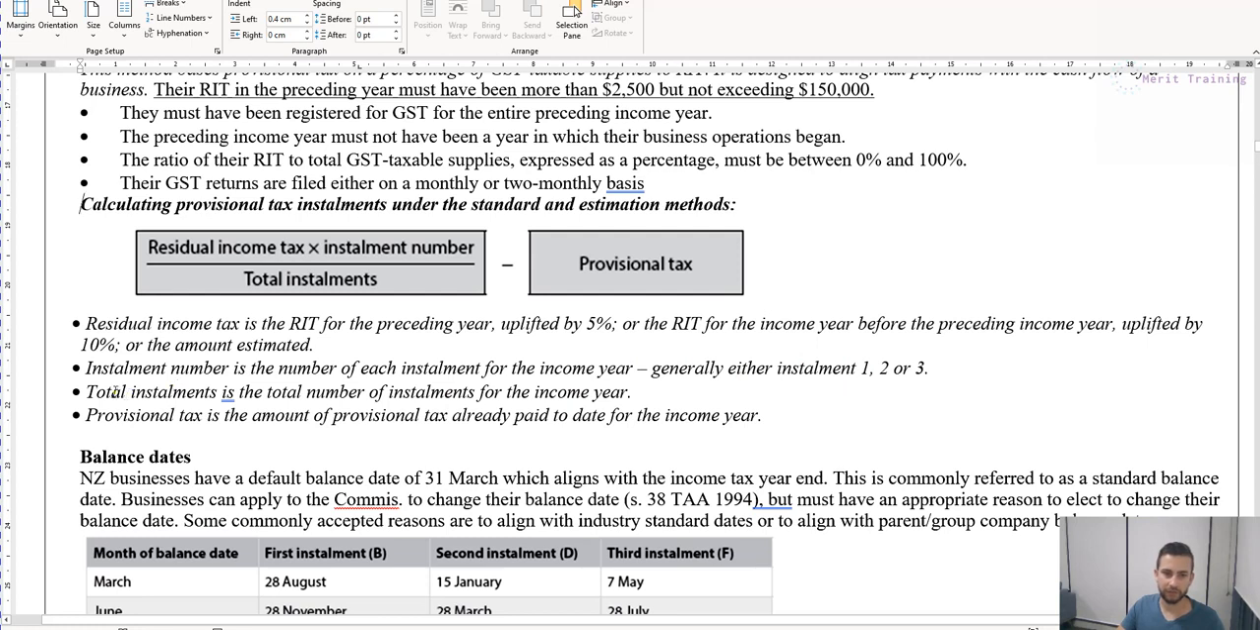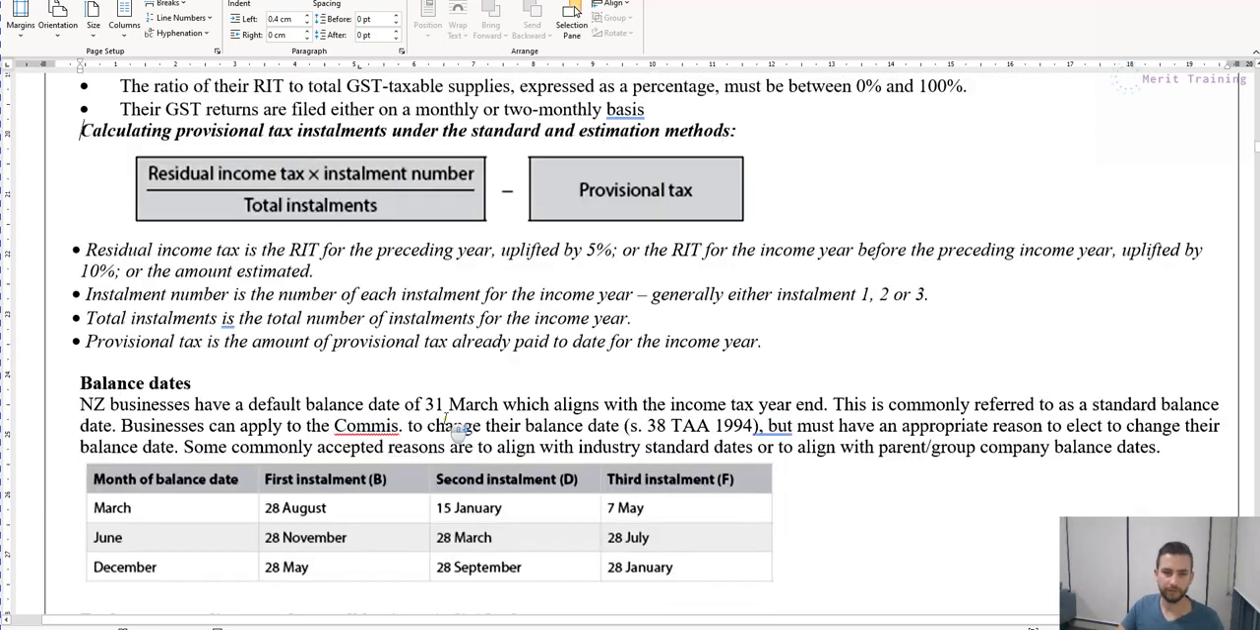And then the total installments is the total number of installments for the year. So for example, if we're doing the second installment out of 3, we'd go times 2, divide by 3, because 3 is the total. And then finally, the provisional tax is the amount of provisional tax already paid to date for the income year. So each period, it's going to say, okay, times 1/3 minus provisional tax. The first one's going to be 0. Then that's going to roll over into your provisional tax for the next run. So by the second installment, you're going to go residual income tax times 2/3 minus the amount of tax you paid last time, and so forth.